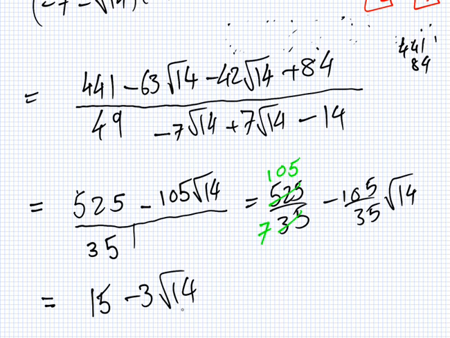Equals 525 over 35 minus 105 over 35 root 14. Now I can divide by 5, so the first one is 15 over 7. If I put a 5 here to make 7, and a 5 here to make 105, then 7 goes into 105 fifteen times. So it's 15 minus 3 root 14, not 7. Now that seems better. So I did it correctly.